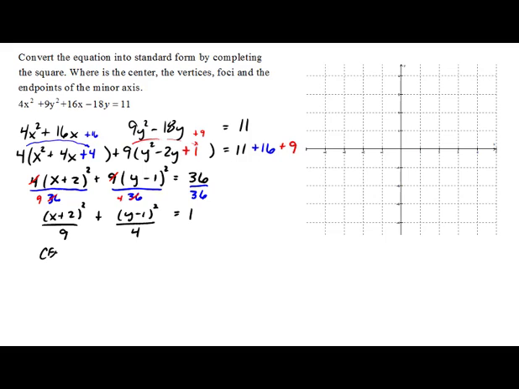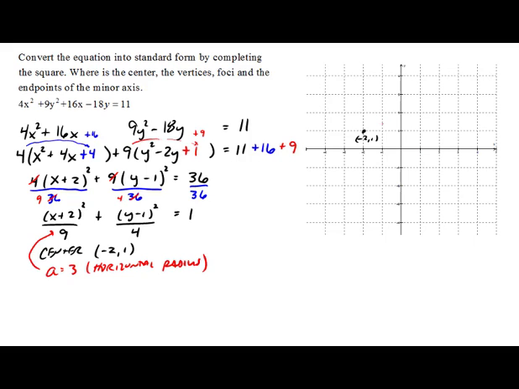The center can be taken right from the translations of my variables, so the center is going to be at negative 2, 1. So I'll go ahead and graph the center on my graph. Here's the point, negative 2, 1. A and B. A is equal to 3, which is taken from the denominator underneath the x terms. So a squared sits underneath the x terms. So a is equal to 3, which I like to call my horizontal radius.